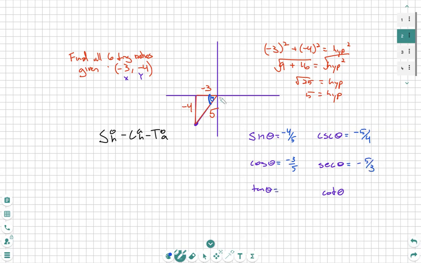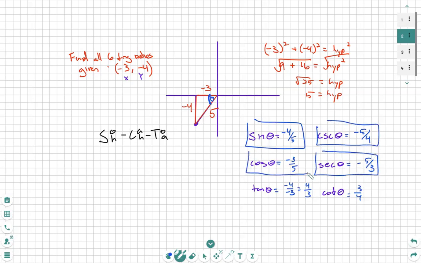Tangent, again, is opposite over adjacent. So -4 over -3 is 4 over 3. Cotangent will be the flipped version, 3 over 4. So those are the 6 trig value ratios, just given one coordinate point. We can do this for every single point and create those types of triangles.